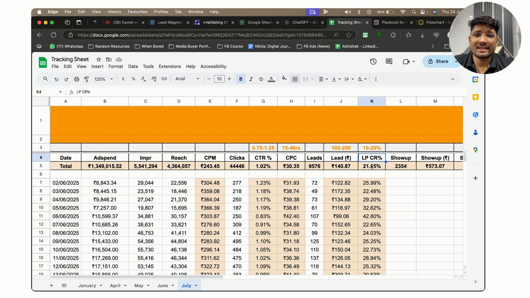Landing page conversion is 21% that we got. On average it's 10 to 20%, but we have spiked up to better than average here.